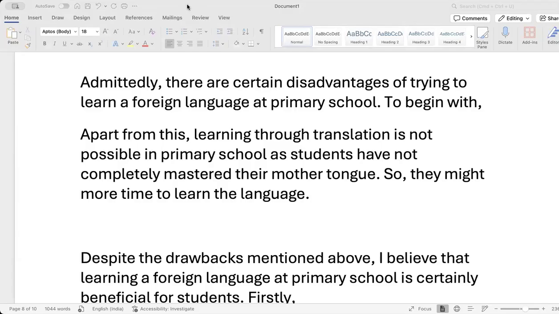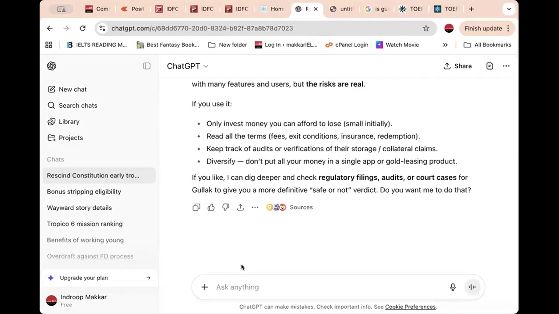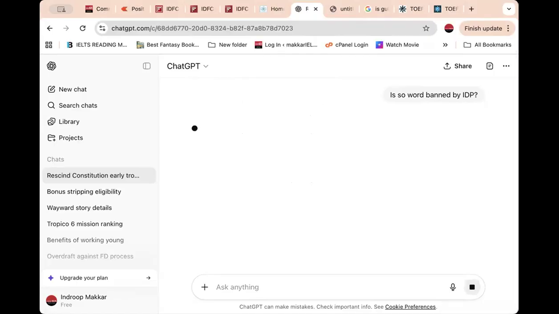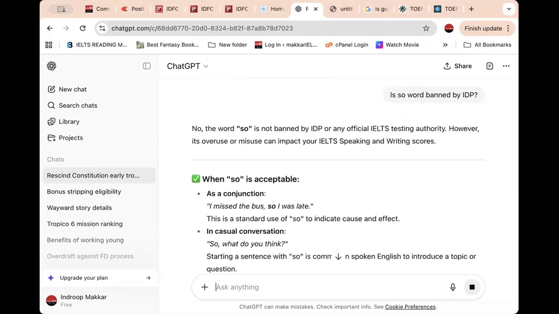See, I'll give you a simple solution. Whenever you read things, just check it. So I'll ask the chat: is the word "so" banned by IDP? I don't think it can be banned. It's a part of English. Okay, sir. See what it said? The word "so" is acceptable. It's not banned by IDP. How can they ban a word?